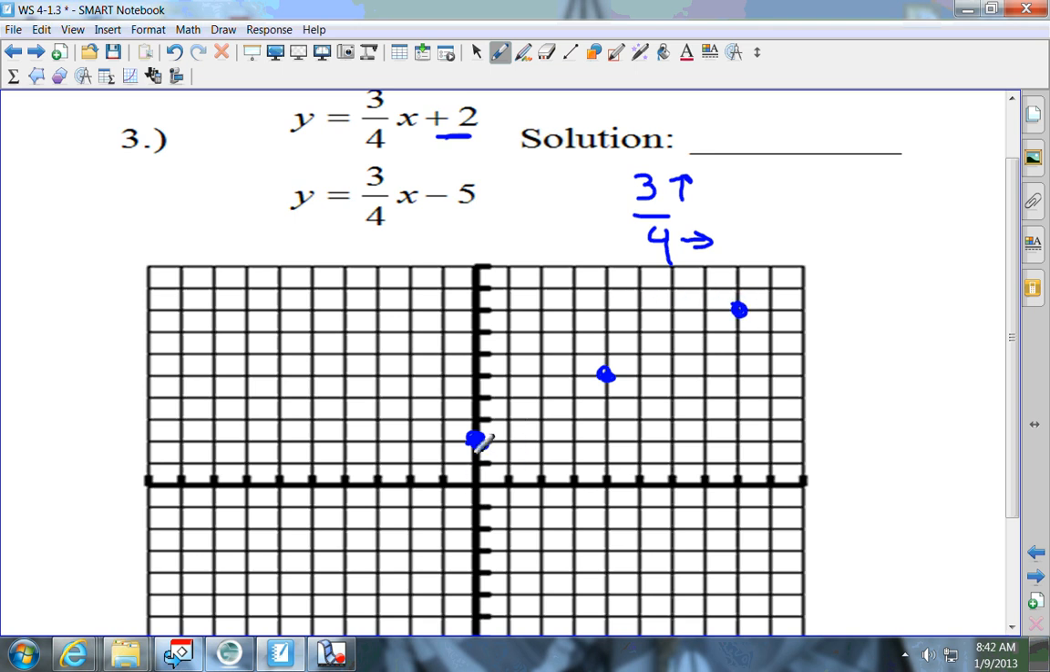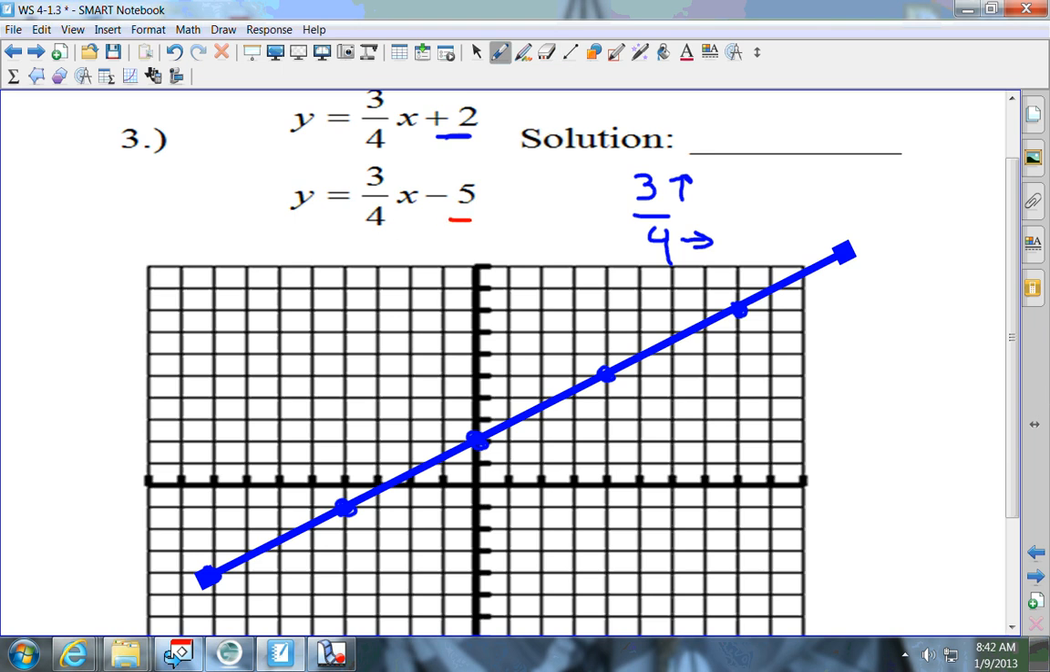Then I can go backwards and go down 3, 1, 2, 3 to the left 1, 2, 3, 4. Down 3 to the left 1, 2, 3, 4. I'm going to just get my blue line and draw my line, connecting my dots.